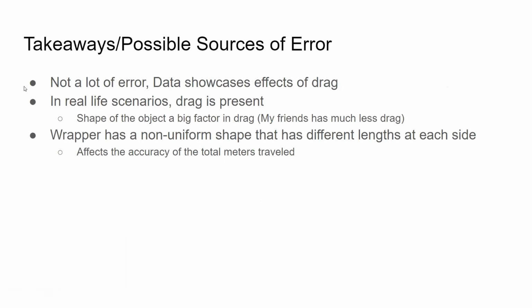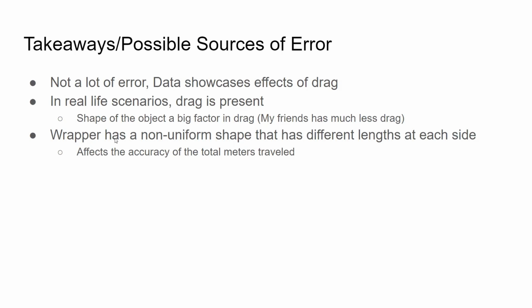Takeaways and possible sources of error. There wasn't a lot of error in this lab. The data actually showcased the effects of drag. It also proved that drag is present in real life scenarios in free fall. The shape of the object is also a big factor in drag. My friends had used a different object, and that object had a lot less drag, so their object was moving faster.